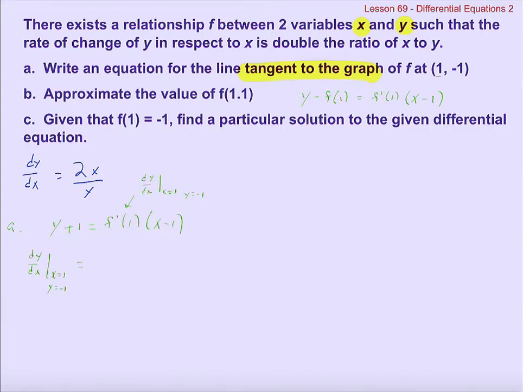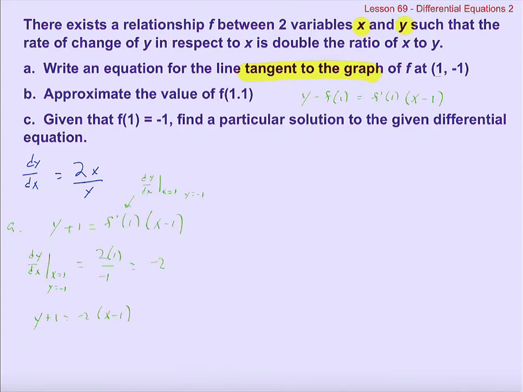Well, it's 2x over y, so it's 2 times 1 over -1, which is -2. So my equation is y plus 1 equals -2 times x minus 1. And that's all I need.